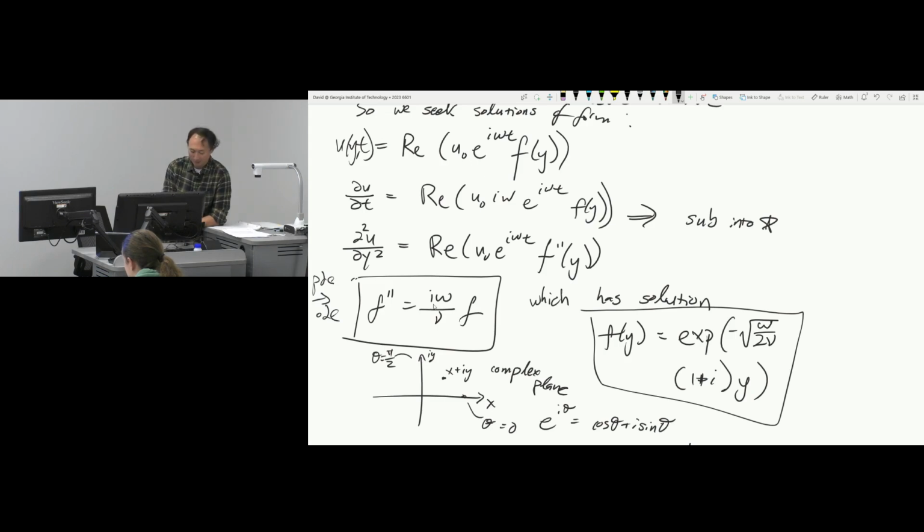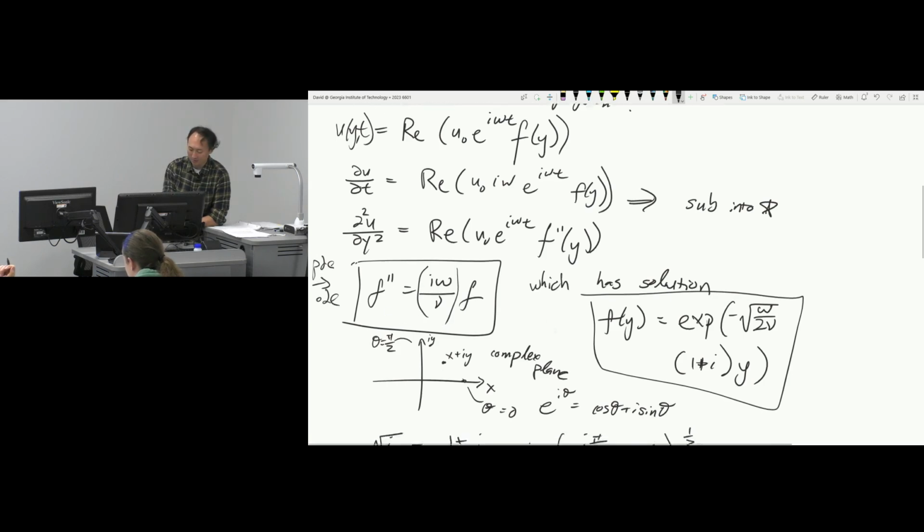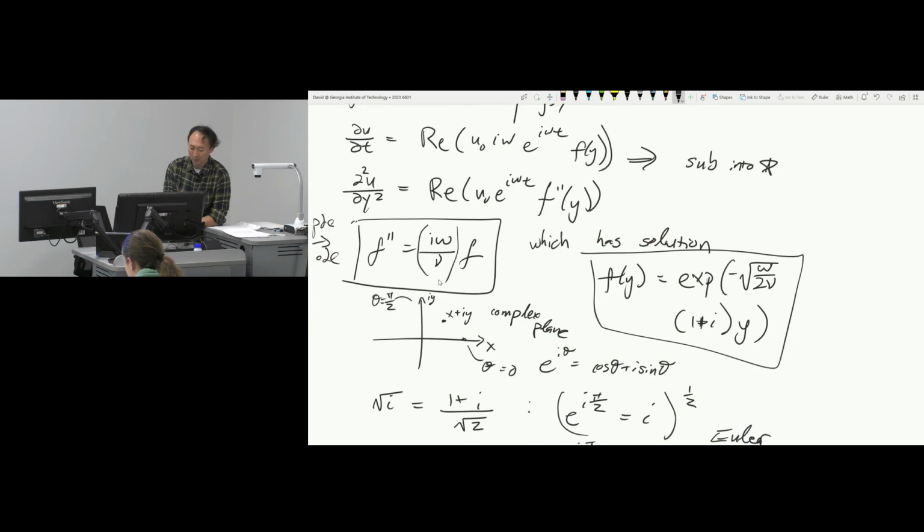This ODE, ordinary differential equation, just says the second derivative of f is proportional to f. There's a proportionality constant, and we know all solutions that satisfy this are going to look like exponentials. All we had to do was take the square root of a constant times I. And that's what I did here for you.